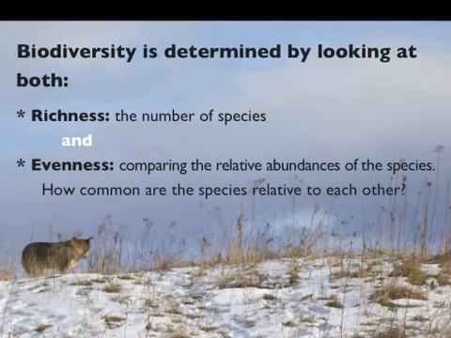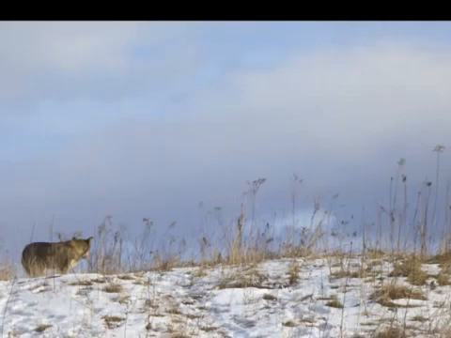To determine biodiversity, we need to look at both richness and evenness. Richness is simply the number of species. Evenness has to do with the relative abundance of each individual species. Are all of the species common? That's high evenness. Are some of the species common and the rest rare? That's low evenness. The most diverse communities have both high richness and high evenness.